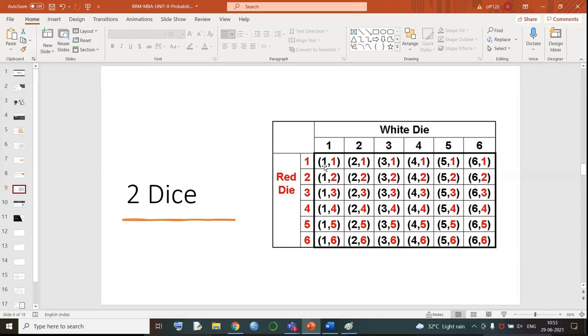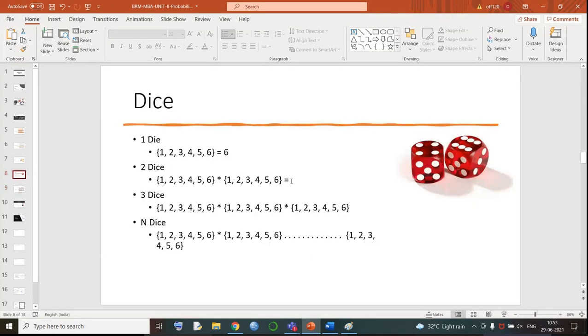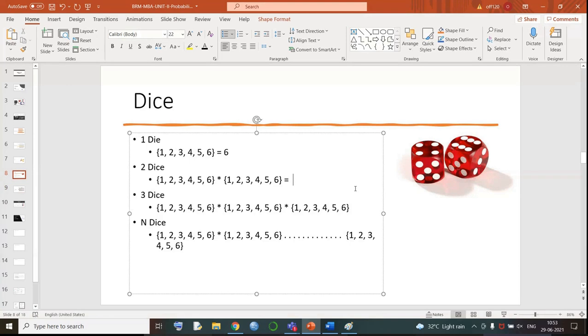If I am throwing a die, I may get both 1 and 1 on each die, or 1, 2, 1, 3, 1, 4, 1, 5, 1, 6. Similarly, 2, 1, 2, 2, 2, 3, 2, 4. Likewise, I am having up to 6, 6. Now, each column is having 6 values. 6 columns into 6 values. So, our outcome is how much here? When 2 dice are rolled, our answer is 36.